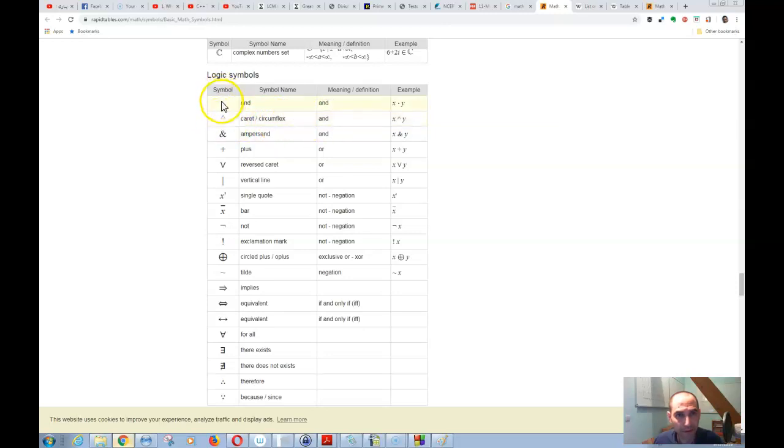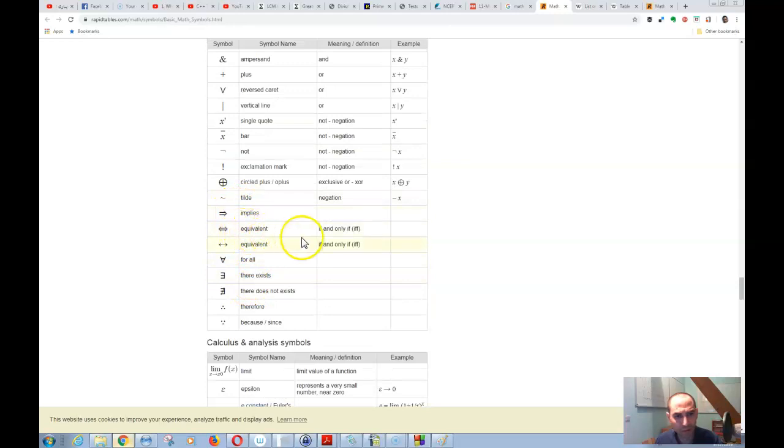This means and, this means ampersand, this is also and, this is or, this is also or, this is vertical line means or, this is single quote, not negation, this is exclusive or, this is negation, this means implies, this means equivalent or if and only if, this is for all, this is there exists, this is there exists not, this is therefore, and this is because.